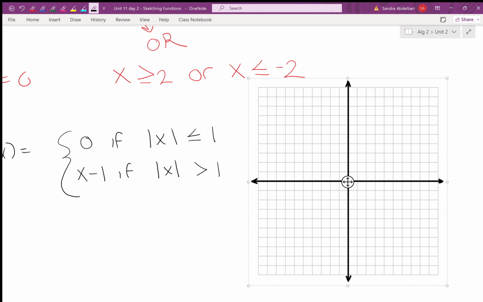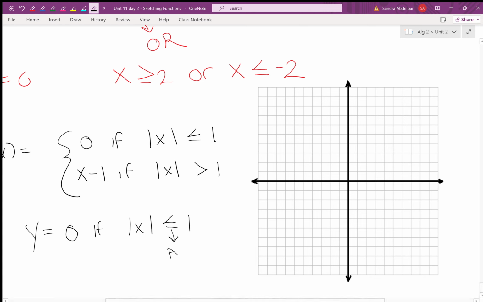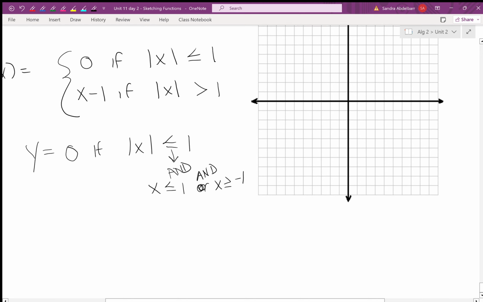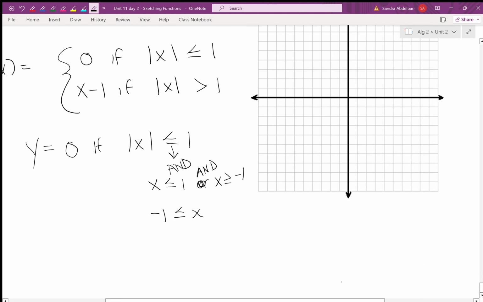Yes? Okay. So, hush children, we have y equals 0 if the absolute value of x is less than or equal to 1. What do I want you to remember? It's an absolute value inequality. If it's less than, what situation is it? An and situation. So x is less than or equal to 1, and x is greater than or equal to -1. Doesn't that mean the whole domain from -1 to +1? All right, what does that look like? Well, y equals 0 is the x-axis, and we're going from -1 to +1, both closed circles.